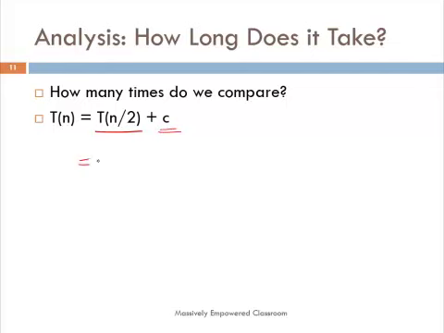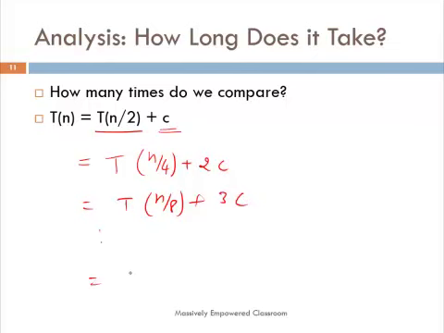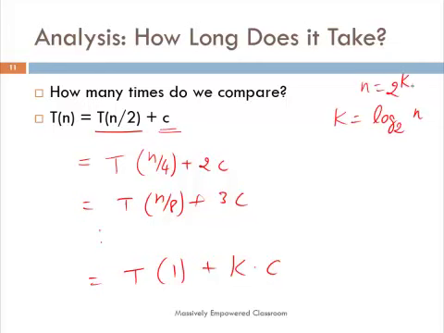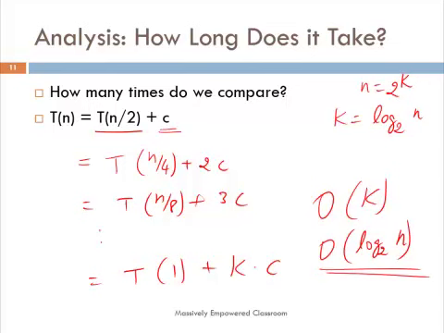So if we apply the substitution method, this will amount to T(n/4) + 2c, which is T(n/8) + 3c, and so on. Eventually it is T(1) + k·c, where k is nothing but log n to the base 2, because n is nothing but 2^k. Right? So the complexity of binary search is O(k), or O(log n) to the base 2. So this is much better than linear time. It is no longer O(n), it is O(log n).